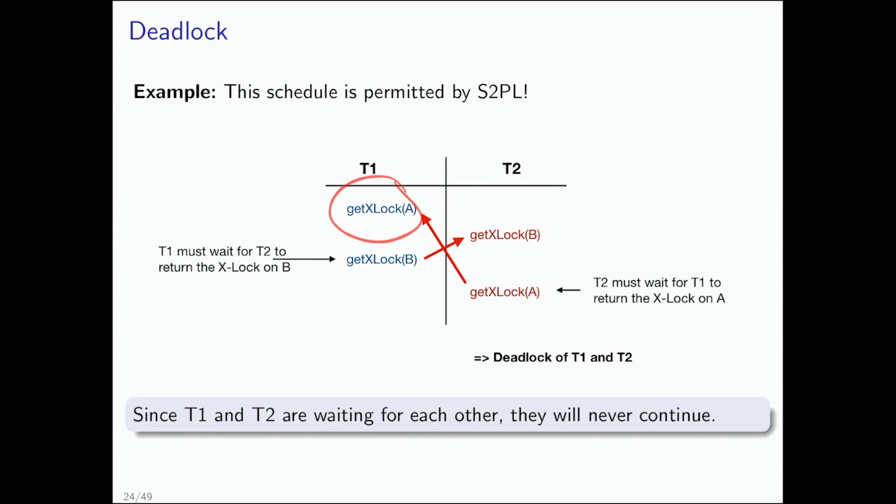So that's a classical deadlock. The transactions are waiting for each other. Nothing is happening anymore. The database is stalled. And that you want to avoid, of course, as well, because it will stop your database from processing transactions. So how do we do this?